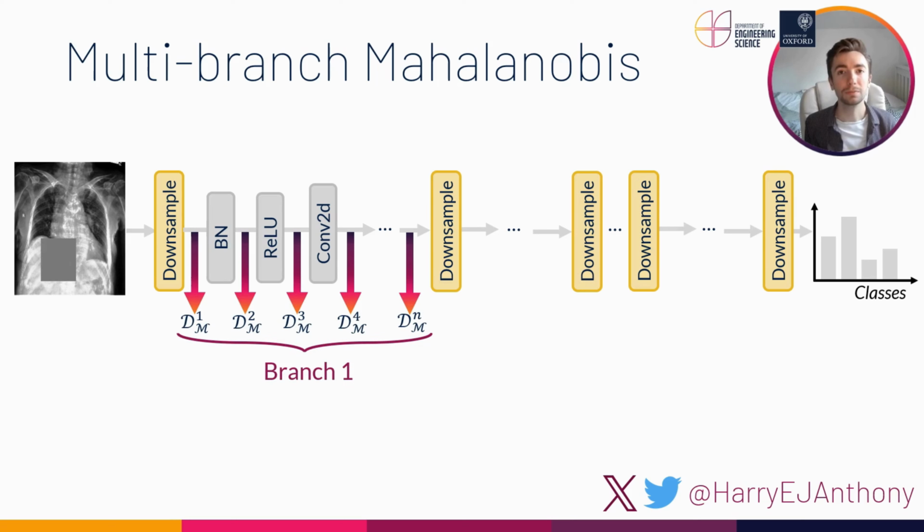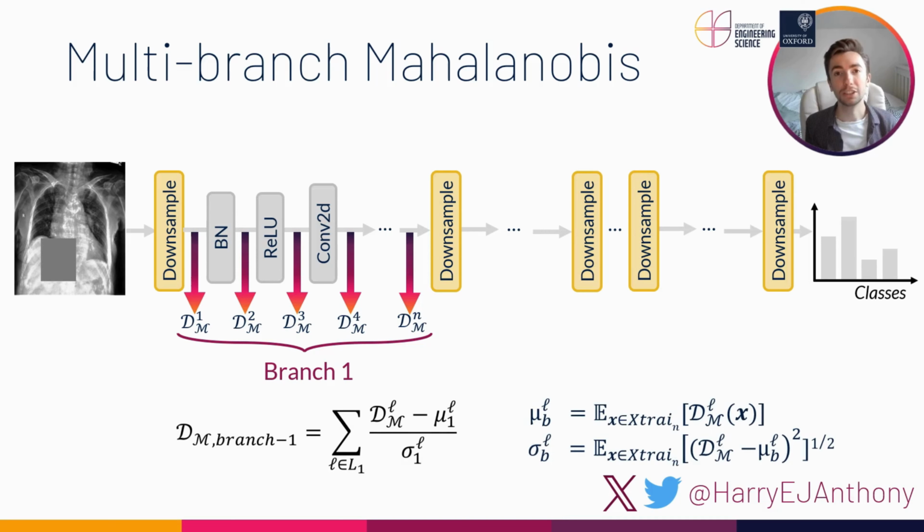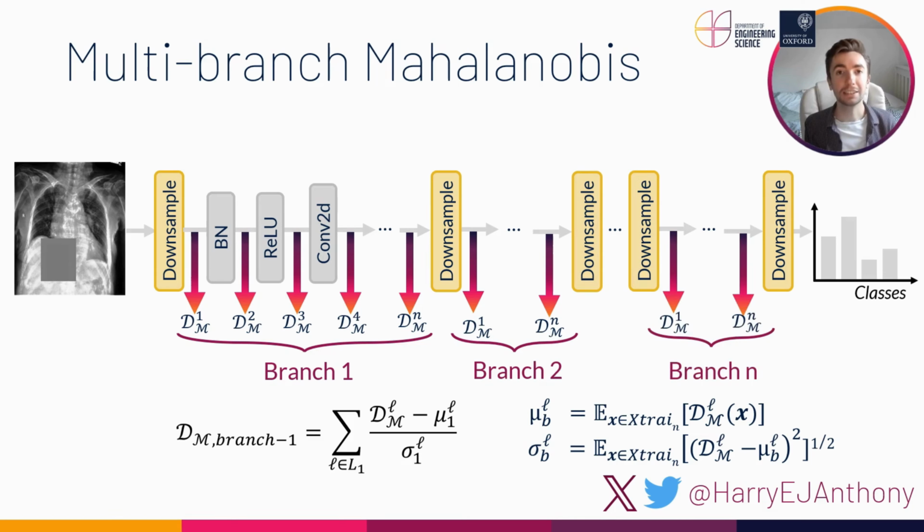score. The OD scoring function is then a sum of the standardized distances in the branch, using the mean and standard deviation of the distances from the training data in order to prevent the distance from one single module dominating. We then repeat this for the following branches of the network, such that each acts as its own OD detector, allowing us to have multiple detectors throughout the depth of the network.